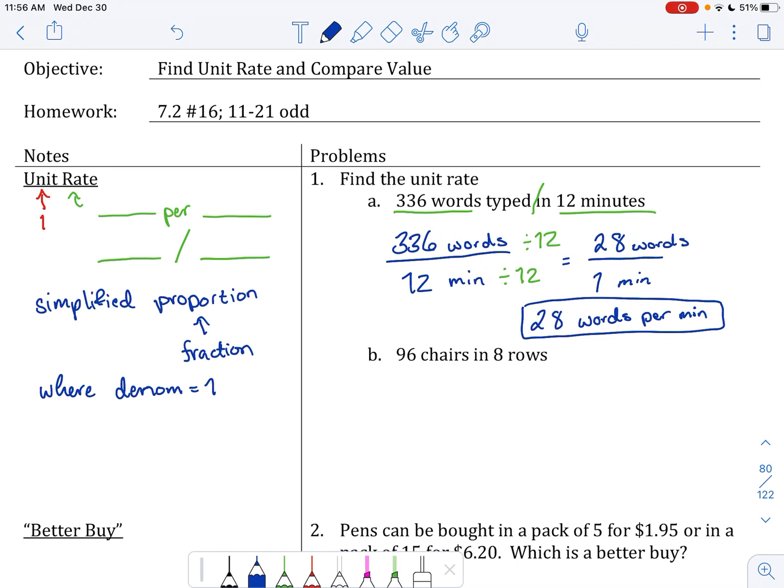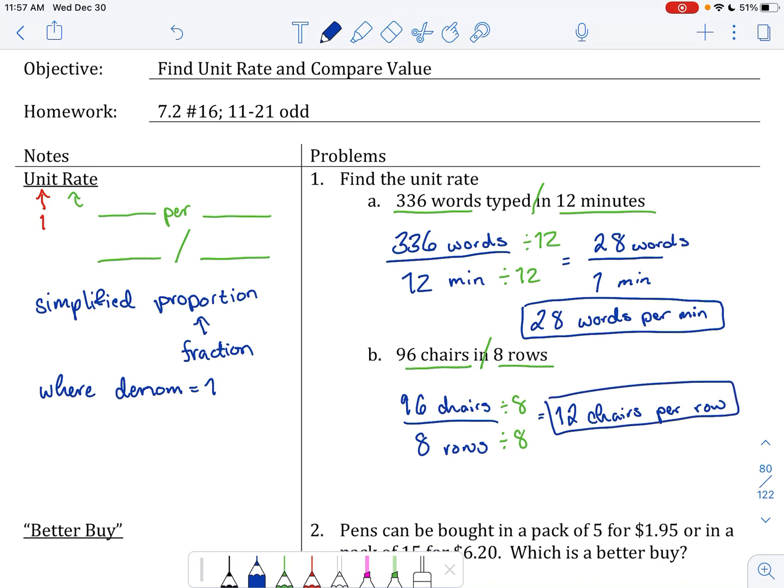Now for part B, we have 96 chairs in 8 rows. Again, we have chairs per row will be our fraction. So 96 chairs over 8 rows. Again, we want that denominator to equal 1, so divide both by 8. And once again, it divides nicely and divides evenly. That won't necessarily always be the case, but here we have 12 chairs per 1 row, so chairs per row.